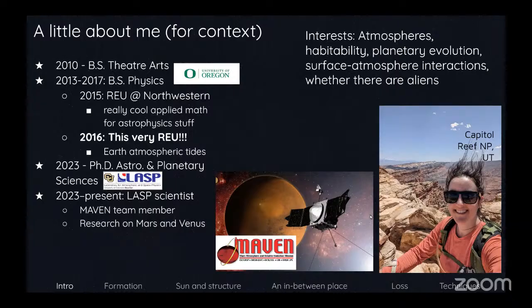While I was doing my physics degree there, I was fortunate to do two different REUs, one at Northwestern and this very REU 9 years ago. So I was where you are at that time. So it's really nice to be back and on this side of the equation. During that REU, I worked on things with Earth atmospheric tides with Dr. Astrid Maute, who's over at High Altitude Observatory. And that was really cool. And I liked it so much here that I decided to apply to grad school and was fortunate enough to get in. And I've been here ever since.